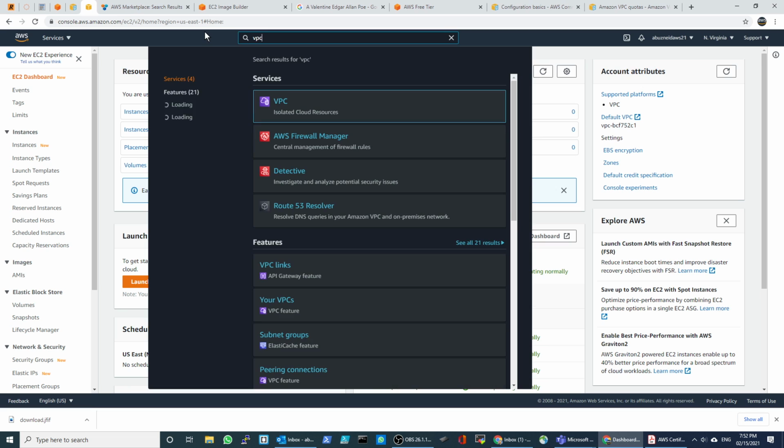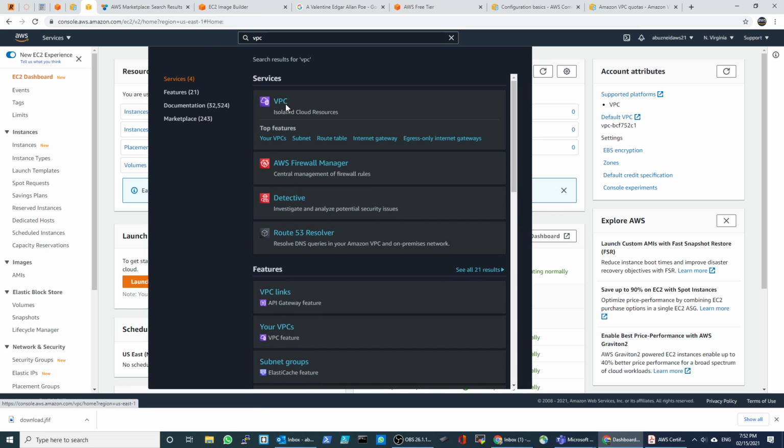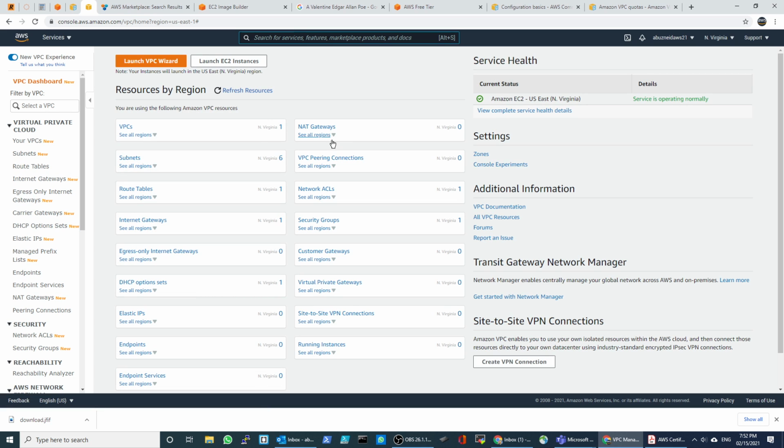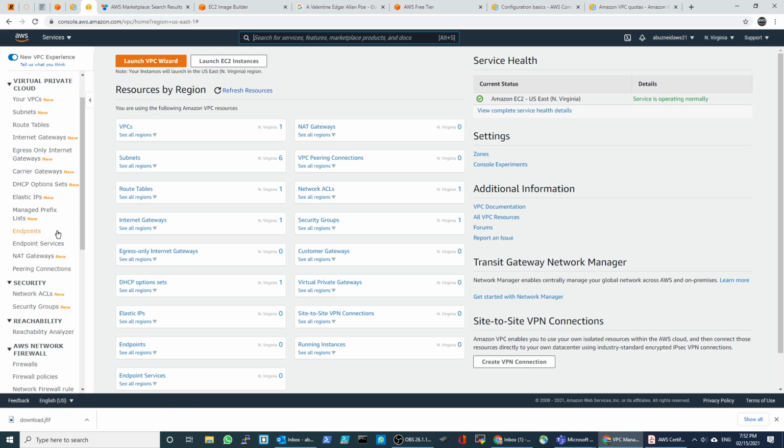Private cloud. The VPC in here. Okay, so your VPC subnets, routing tables, we covered that. Internet gateway, this is to get you access to the internet. Egress only internet gateway, this is for IPv6. Carrier gateways, DHCP options, elastic IP address, we covered that. Managed prefix list, endpoints, endpoint services, NAT gateway.